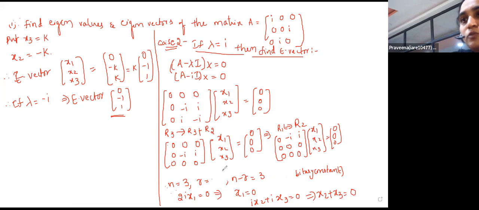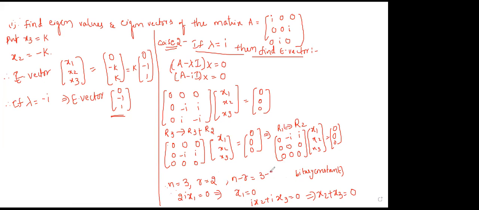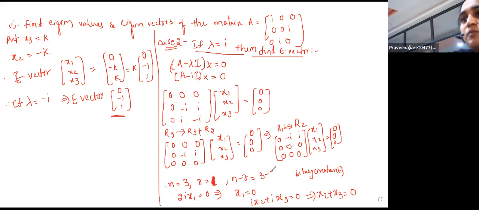Number of non-zero rows is 1. Therefore, 3 minus 1 is equal to 2, so assume 2 arbitrary constants.